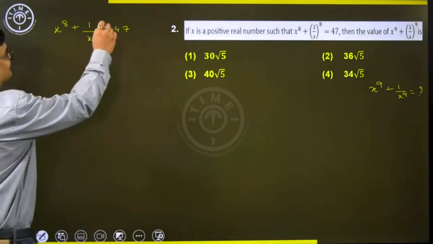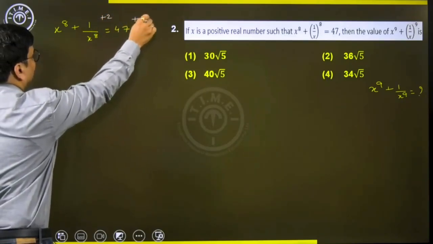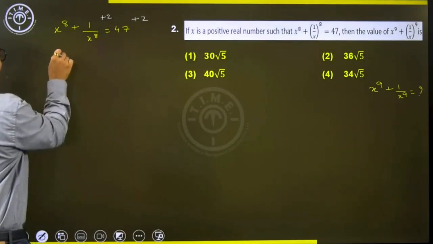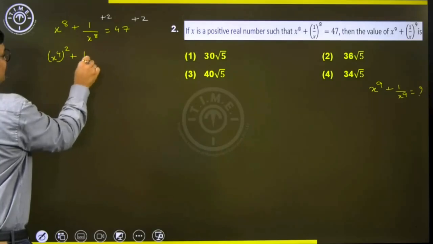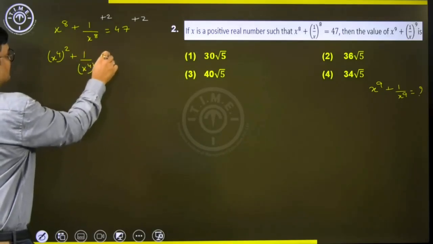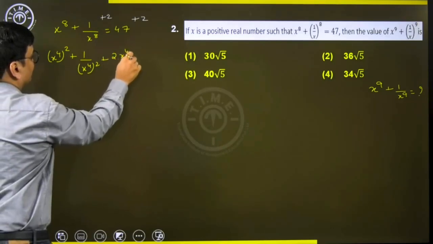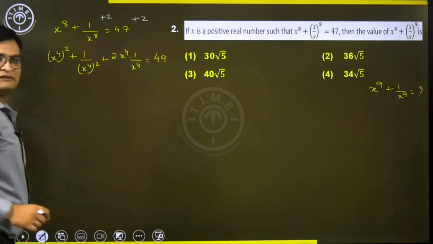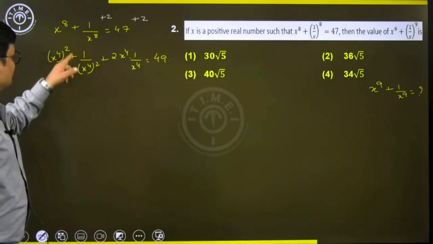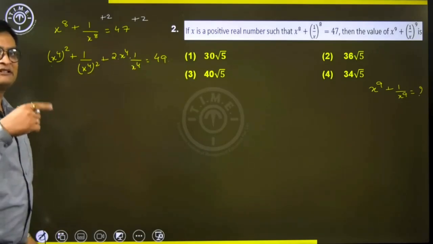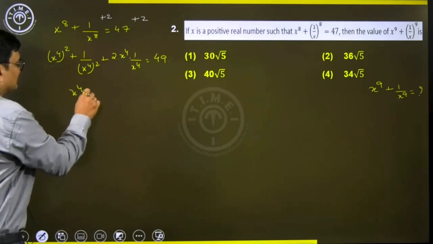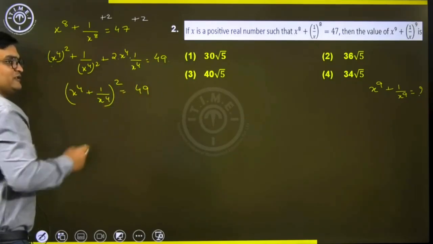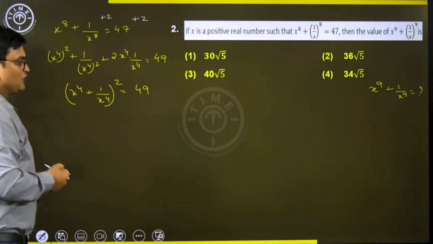So let us add 2 on both sides of the equation. When I do that, what does this become? On the left hand side, x to the power 8 is nothing but x power 4 whole square, plus 1 by x power 4 whole square, plus 2 can be written as 2 into x power 4 into 1 by x power 4, and the right hand side will be 47 plus 2, which is 49. Now the left hand side is of the form a square plus b square plus 2ab, which is nothing but a plus b the whole square, and it should be 49. Now when you take the square root, you will get plus or minus 7.